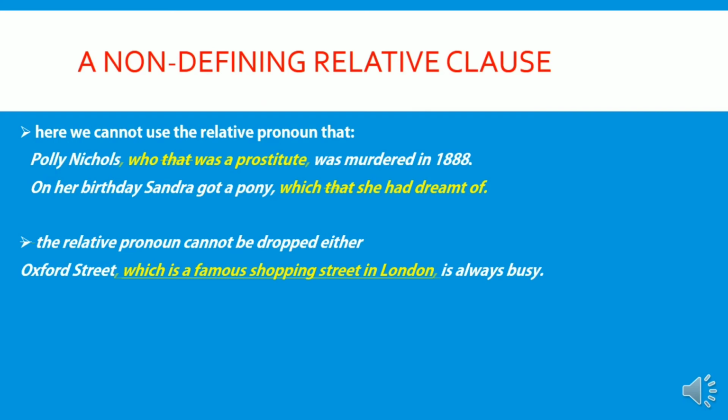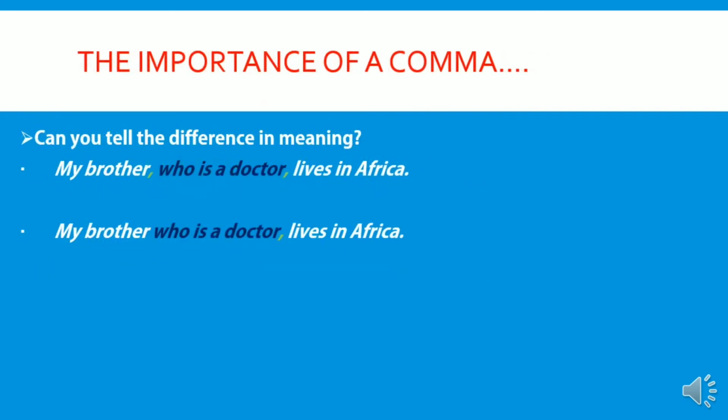Nah, sekarang misal punya dua kalimat di sini. My brother, who is a doctor, lives in Africa. My brother who is a doctor lives in Africa. It looks similar, right? Mirip-mirip kan? Sebenarnya mirip kan? Bedanya di mana? Koma, right? It's the difference on the comma. Tapi, what does it mean? Artinya apa? Yang pertama, ini adalah non-defining.